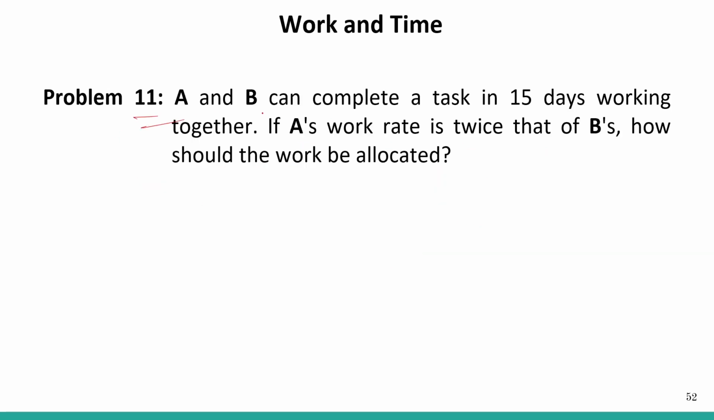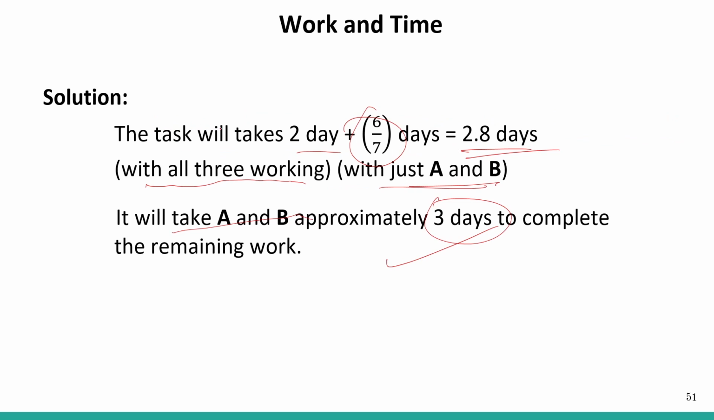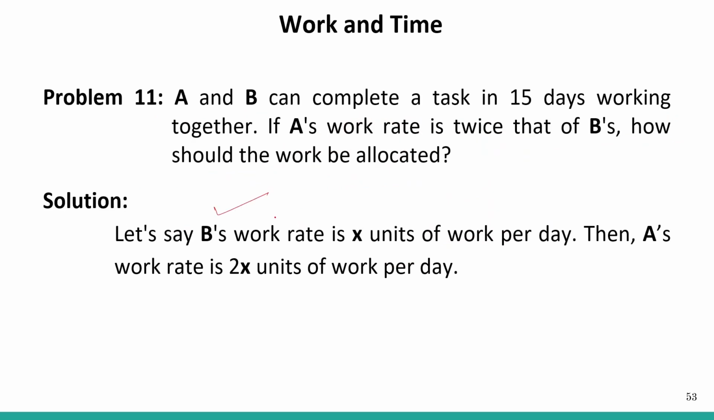So let's see problem number 11. If A and B can complete a task in 15 days working together, and A's work rate is twice that of B, how should the work be allocated? Okay, let's see. So let's say B's work rate is X unit per day, and A's work rate is 2X units per day.